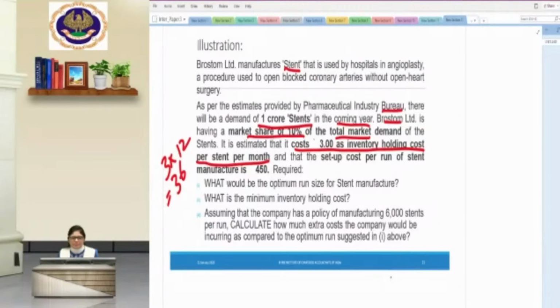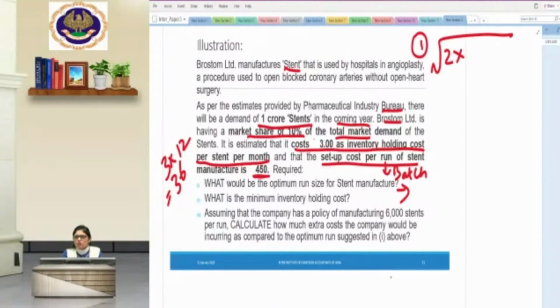So multiplied by 12. The setup cost per run means per batch. Per run is per batch. 450 is per batch. This is not per unit, it's per batch. So first of all, optimum size, number 1, optimum size, 2 into. Can you give me the annual demand for Broston Limited? Can you give me the optimum demand for Broston Limited?